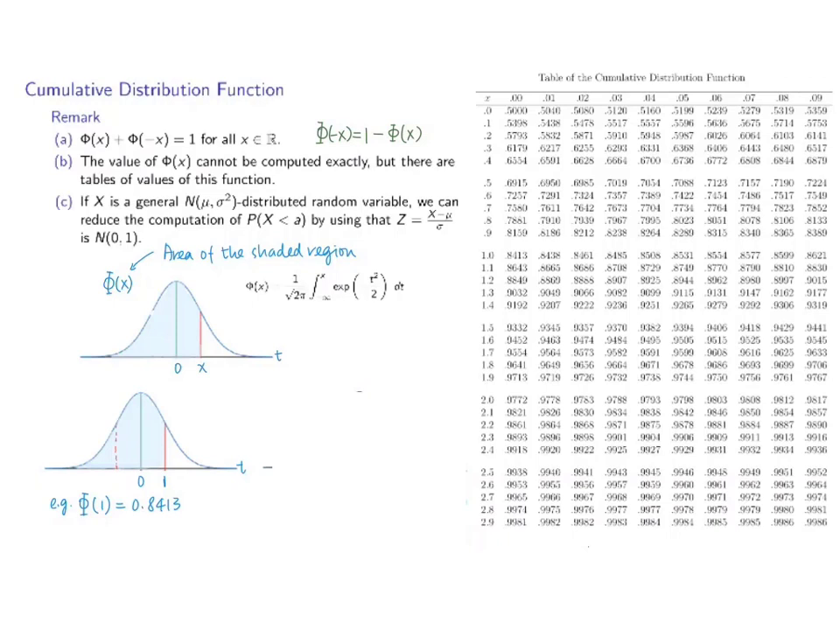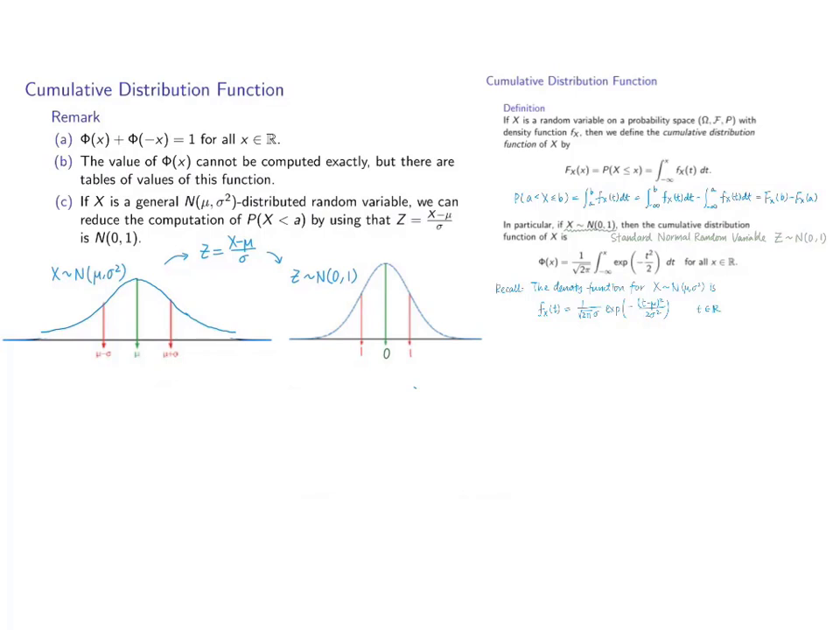For example, the value phi of 1 is equal to 0.8413, whereas to find the value of phi of negative 0.83, we first use the formula 1 minus phi of 0.83. Then we observe from the table that the value of phi of 0.83 is equal to 0.7967. So, phi of negative 0.83 is equal to 0.2033.